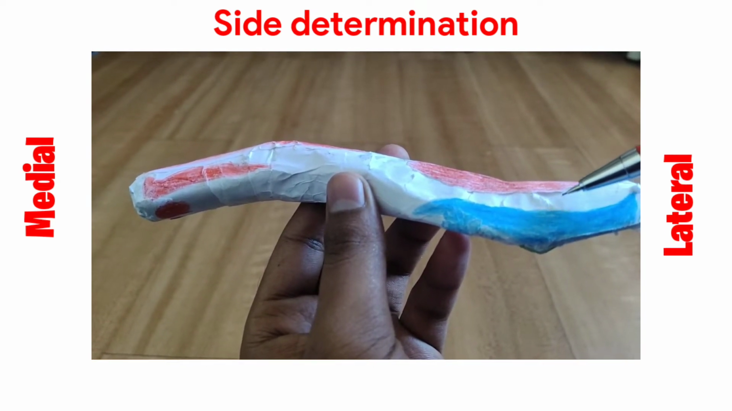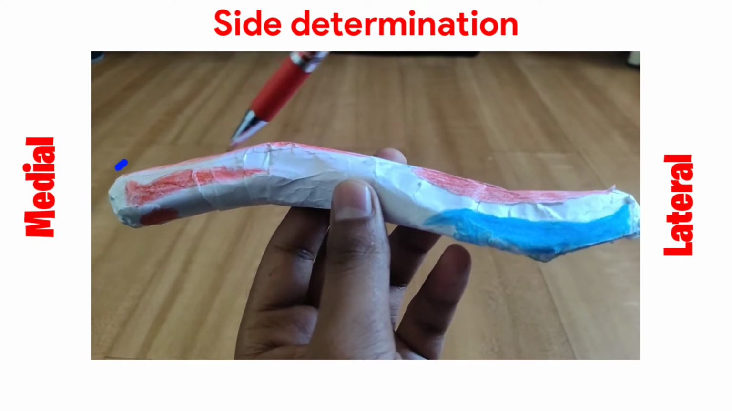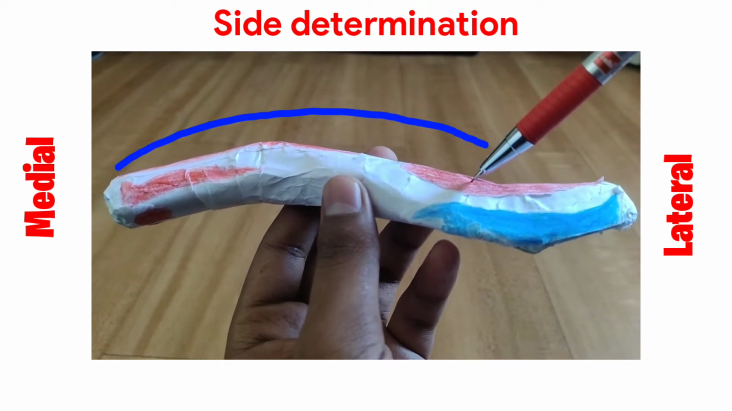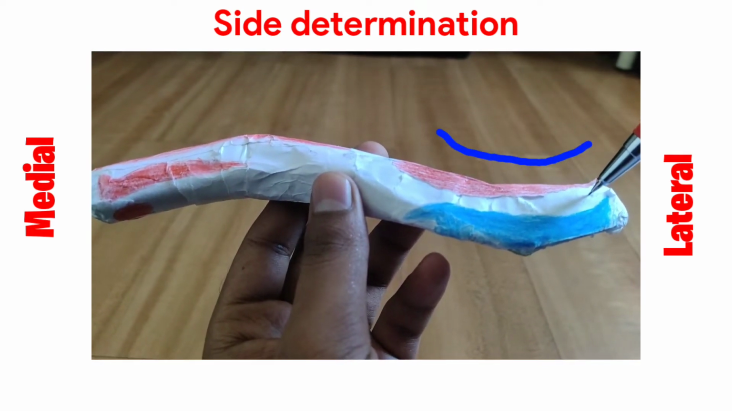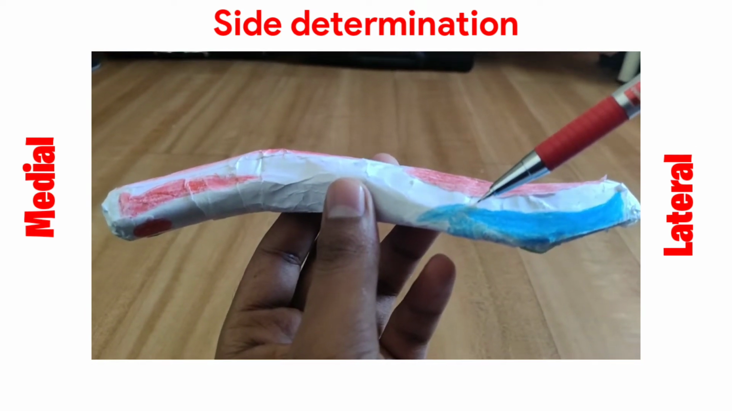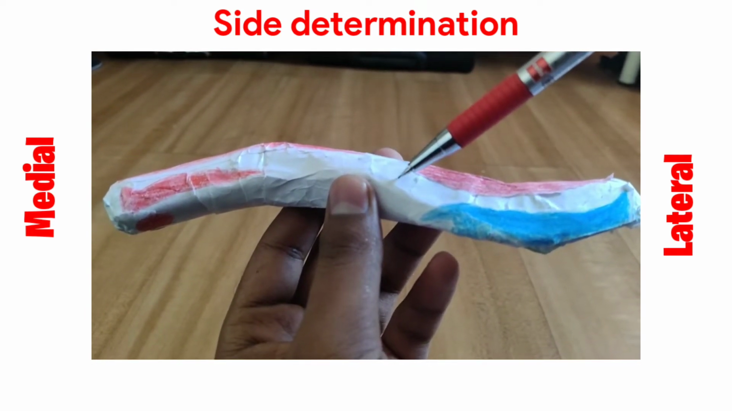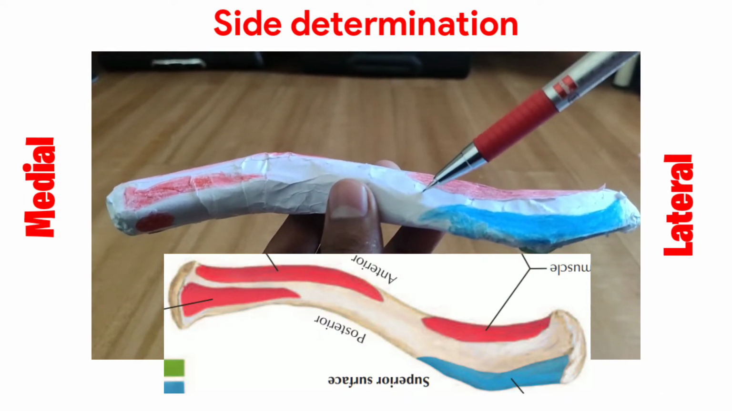To confirm this, we have to see the curvature. The curvature should be convex forward in the medial 2/3 and concave in the lateral 1/3. Now we have to match this with our own clavicle. If you match this with your own clavicle, it will fit to the right side. So it is your right clavicle.